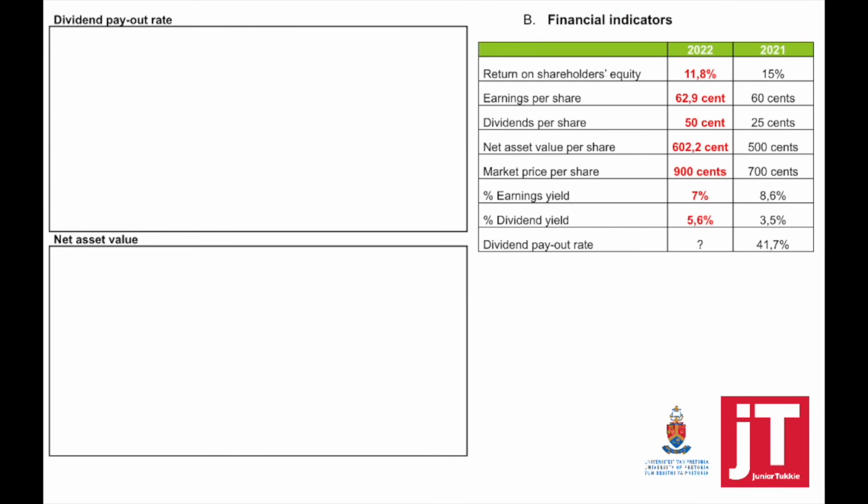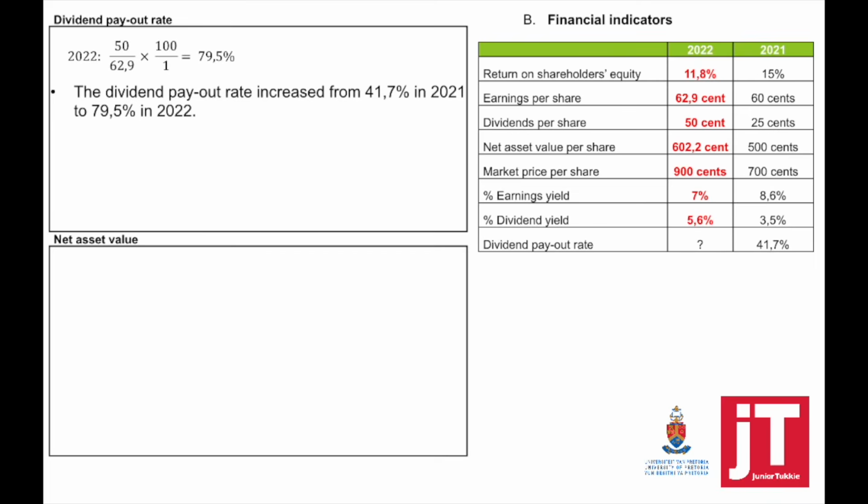When we're looking now at the dividend payout rate, now remember the dividend payout rate means what percentage did we retain and what percentage of the earnings did we pay out in dividends. So we have to take the dividends per share divided by the earnings per share times 100. So if we look at 2022, the dividend payout was 79.5%. If we compare this to 2021, you could see that the company paid out more in dividends.